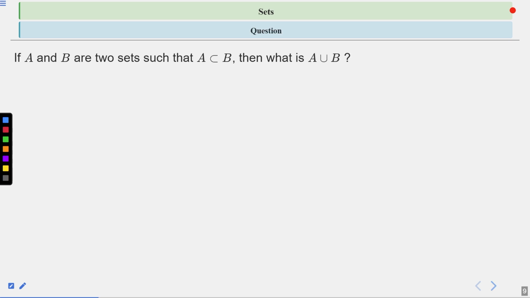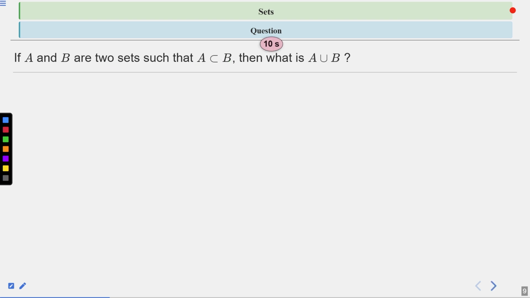Now this question: if A and B are two sets such that A is a subset of B, then if you try to see it from the eyes of B, B says I am the superset of A. So you have two relationships between A and B. A says I am the subset and B says I am the superset. Clear? Now, if this condition is there, then find out A union B.